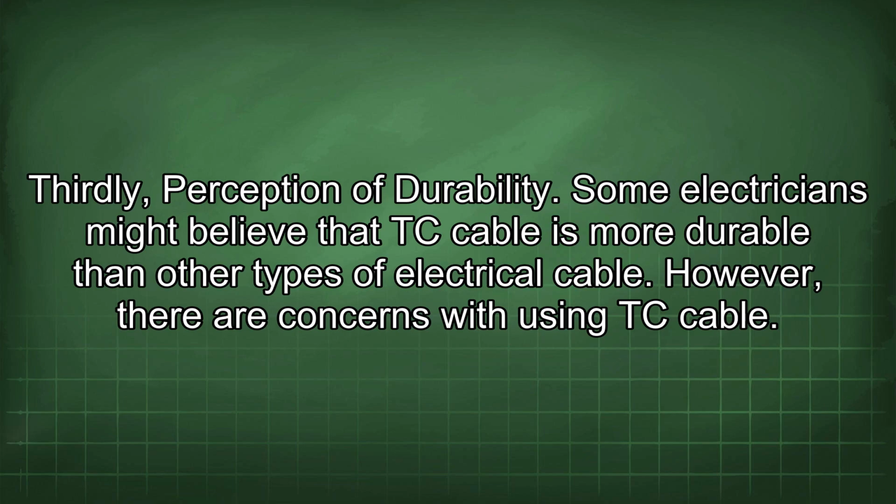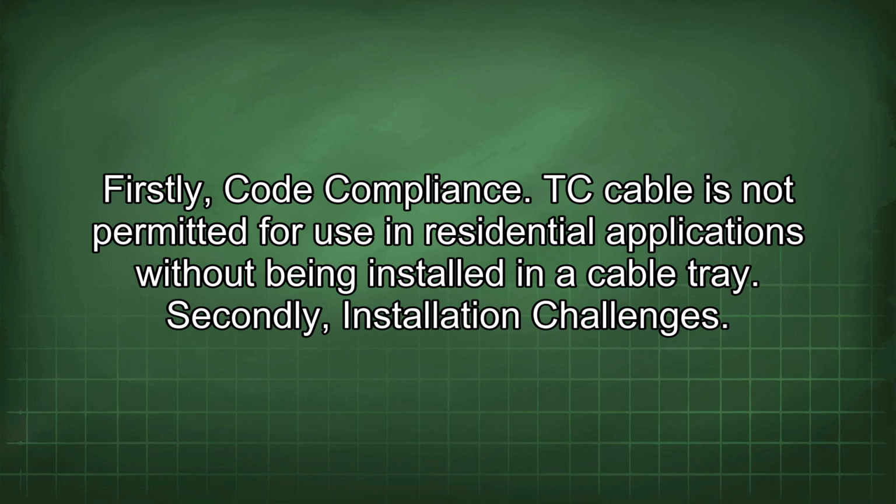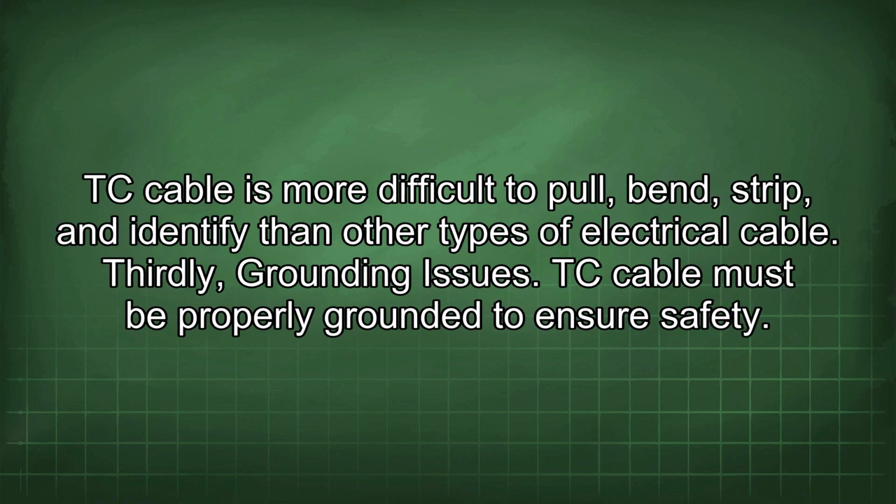However, there are concerns with using TC cable. Firstly, code compliance. TC cable is not permitted for use in residential applications without being installed in a cable tray. Secondly, installation challenges. TC cable is more difficult to pull, bend, strip, and identify than other types of electrical cable. Thirdly, grounding issues. TC cable must be properly grounded to ensure safety.